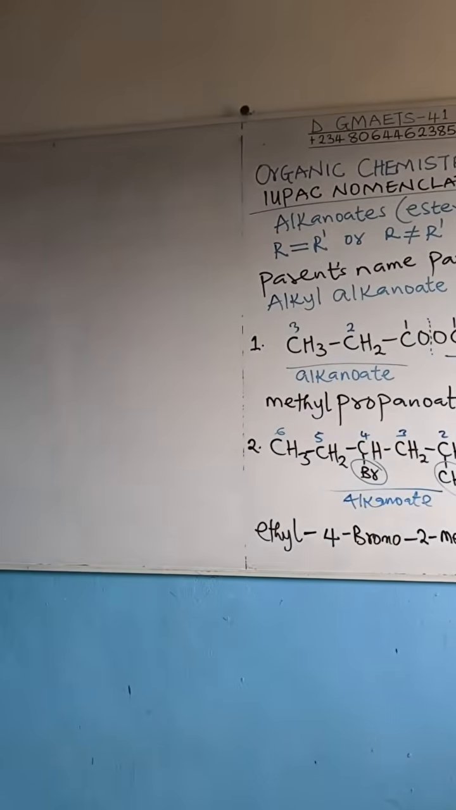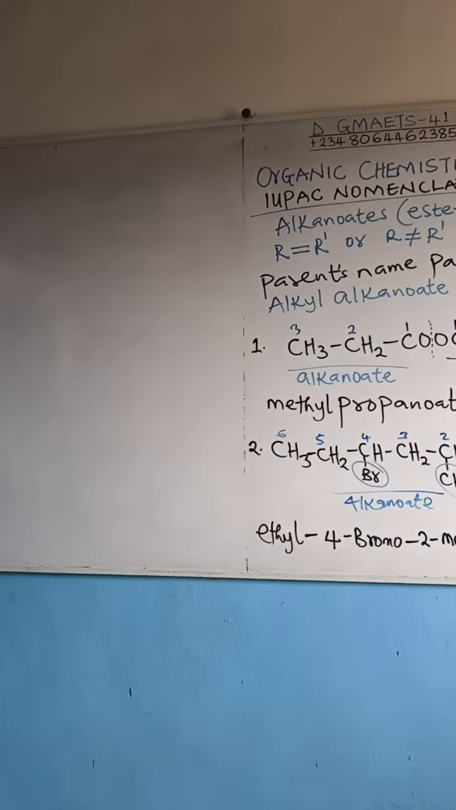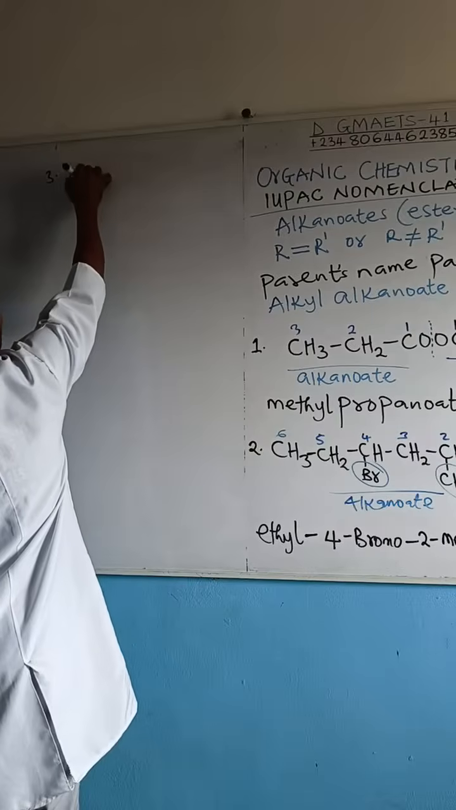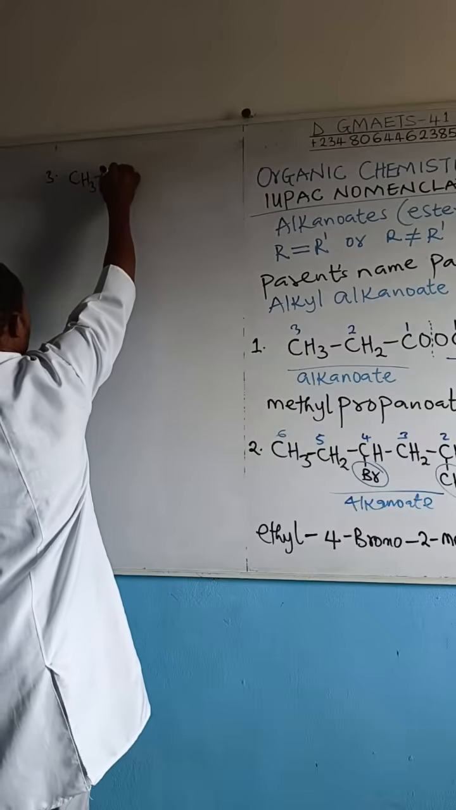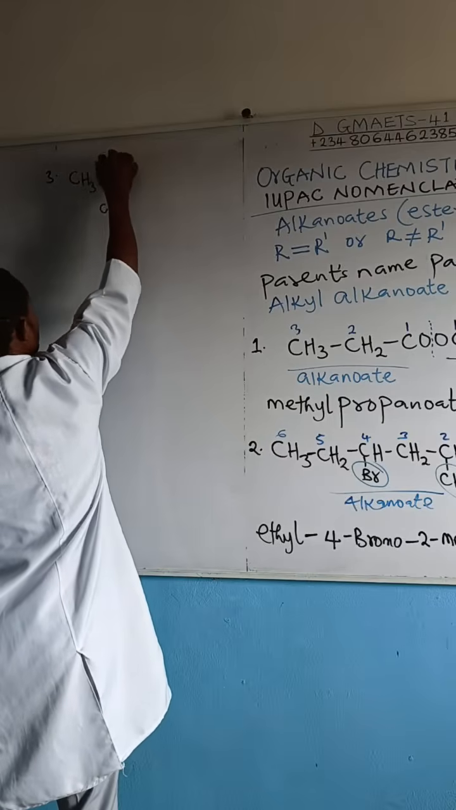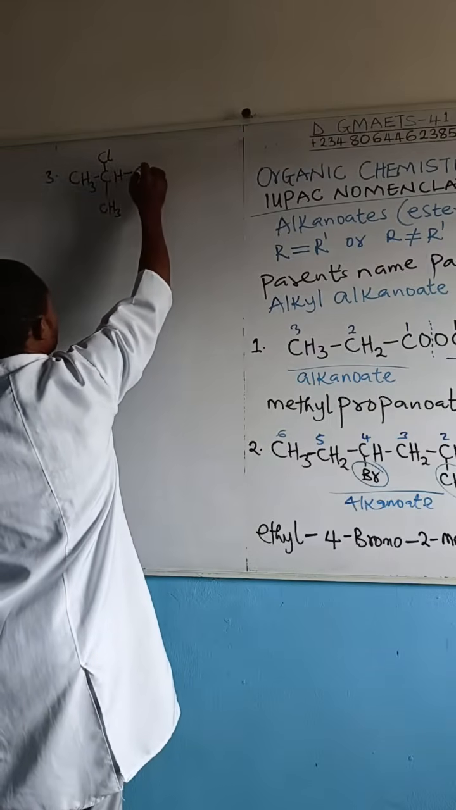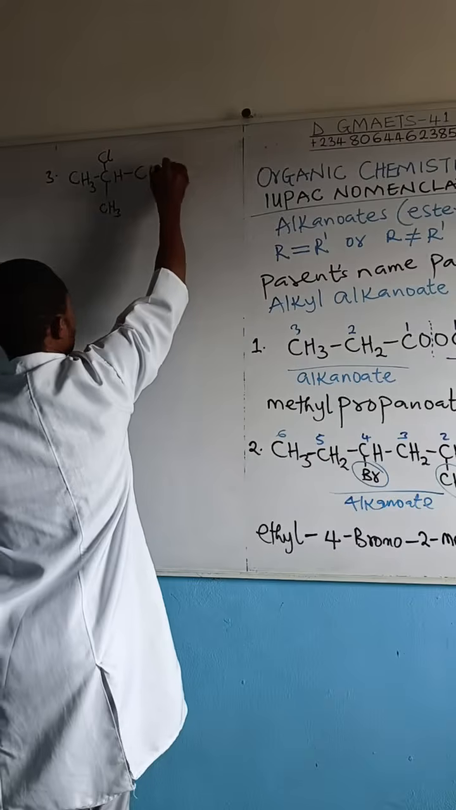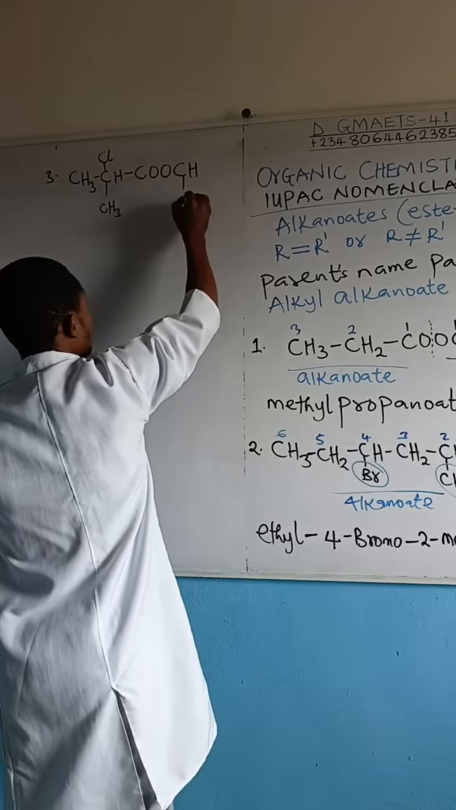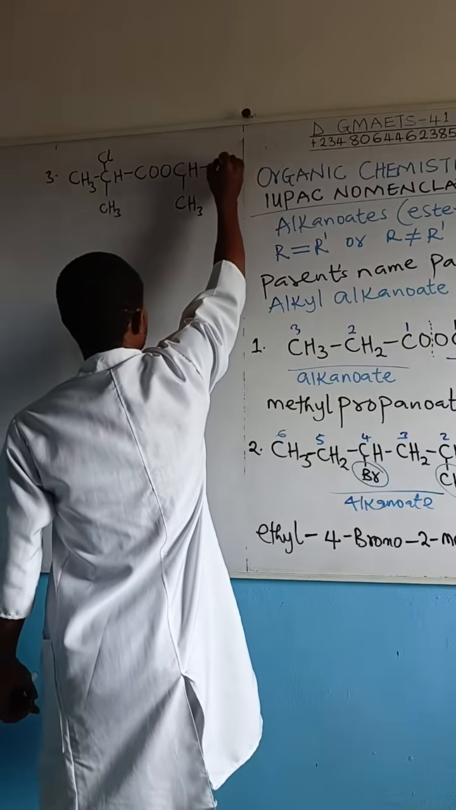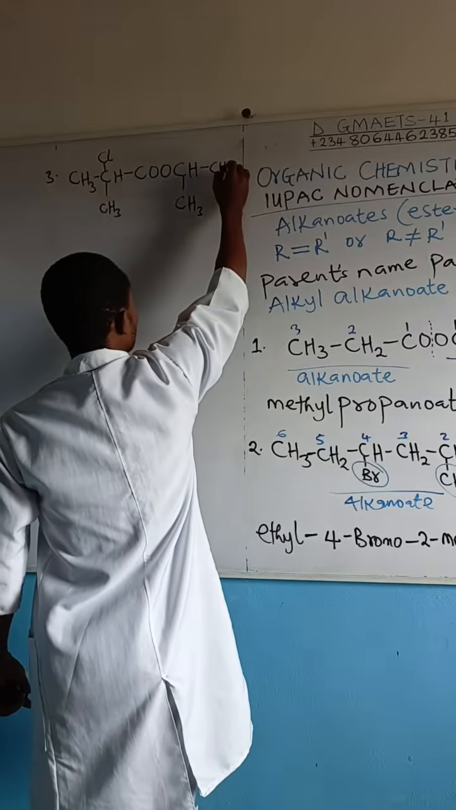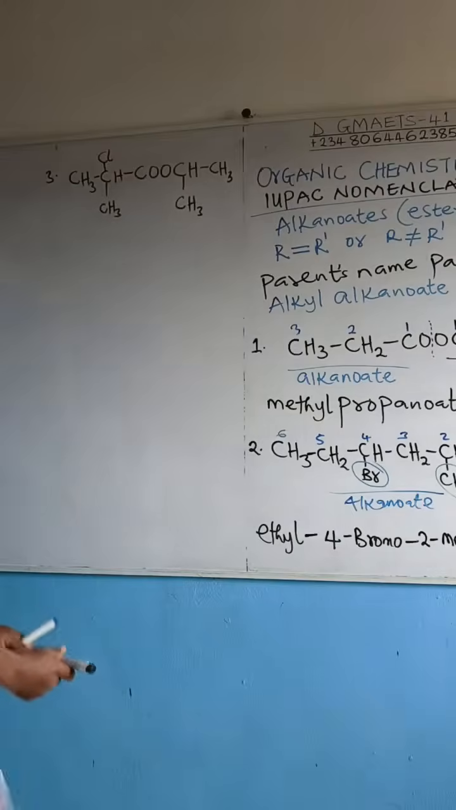I'm going to adjust. So I'm giving you this structure. Let us say we have, that's number 3. Let's say I give you CH3, then CH, and I've got CH3. I've got, let's say, Cl, and then I have this COO. Then I give you CH, then I now have CH3. And I give you CH. Let's say I have CH3. Okay, so something like this.